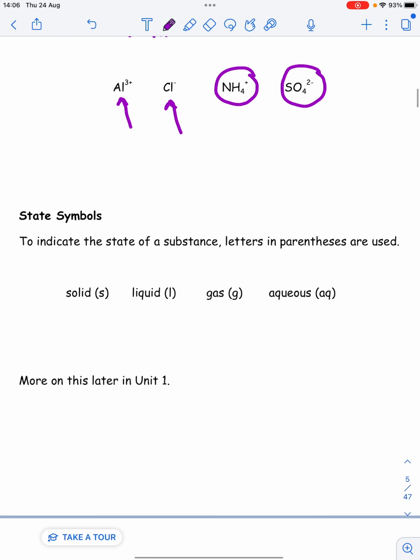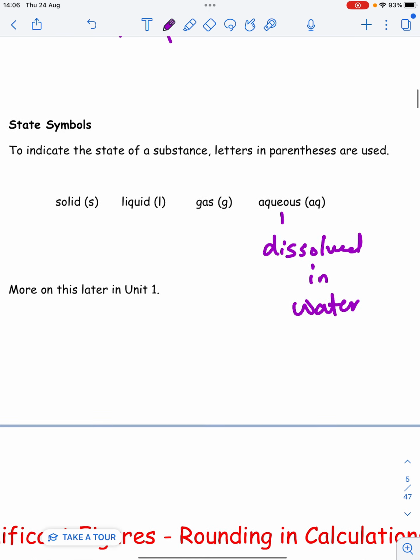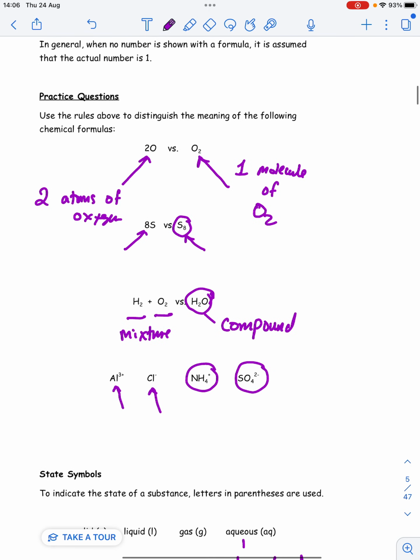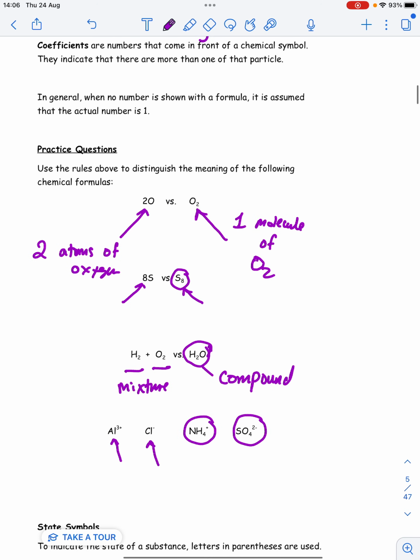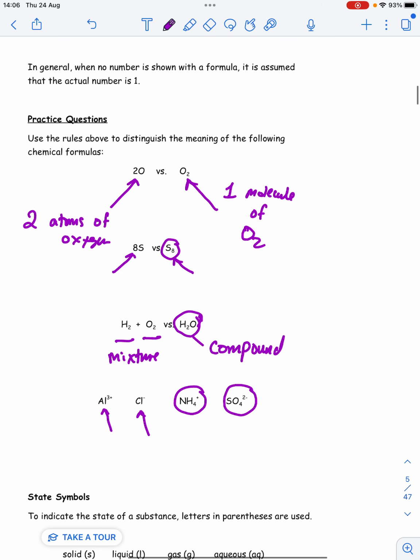We're also going to see some symbols that get used to tell us about the state of matter, solid, liquid, gas, and aqueous, which means dissolved in water. And that is sort of our foundation vocab and some foundation conventions with symbols and numbers that we're going to use throughout the course.